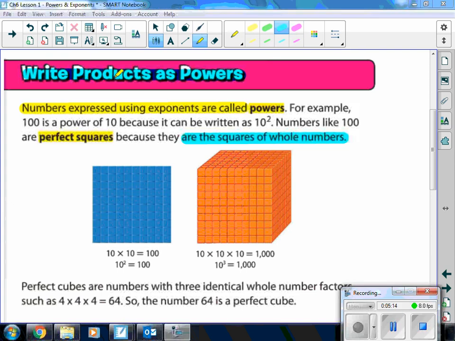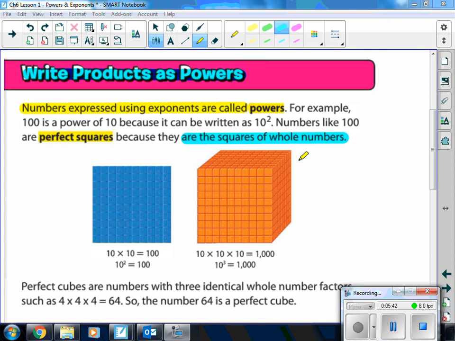So now we're going to write products as powers. 100 is a power of 10 because it can be written as 10 to the second power. Numbers like 100 are called perfect squares. Now, a perfect square, make sure you write this definition down too. A perfect square are the squares of whole numbers.